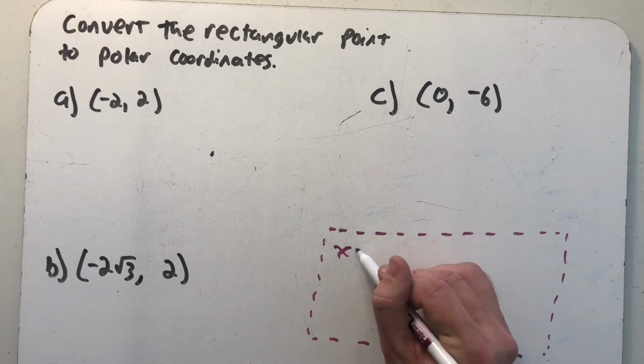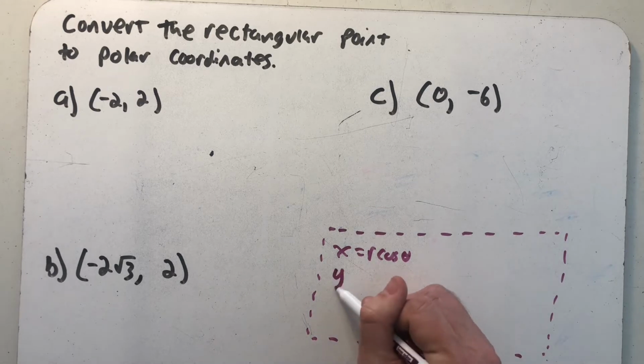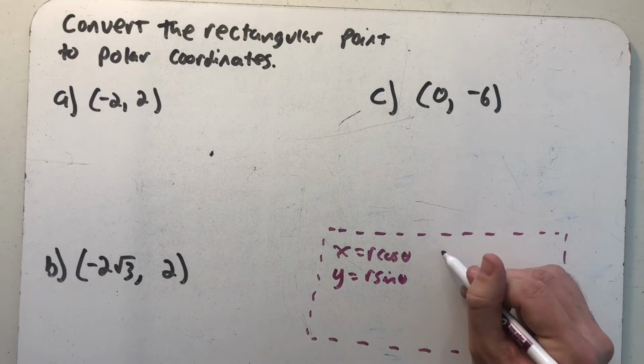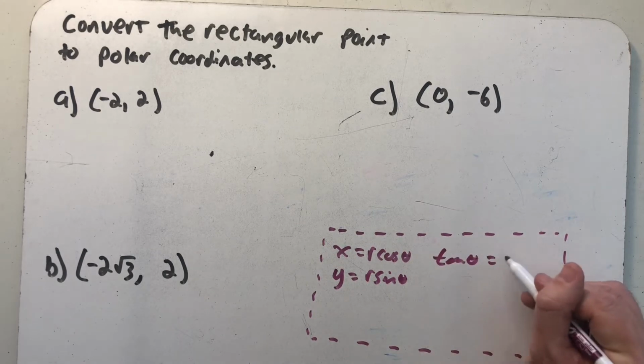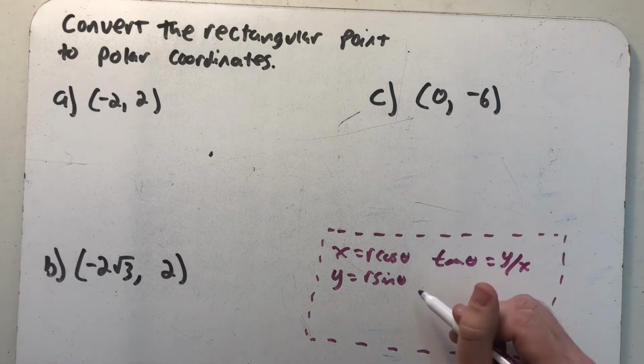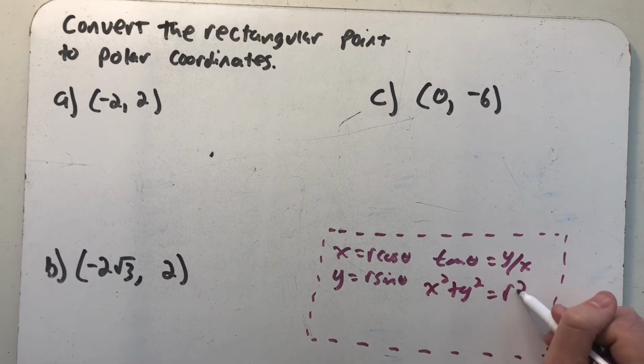X is equal to r cosine theta, which is really just the definition of cosine. Cosine is x over r. Y is equal to r sine theta, the definition of sine. Tangent theta is y over x to help me find the angle, and that's the definition of tangent. And then finally, x squared plus y squared is r squared.